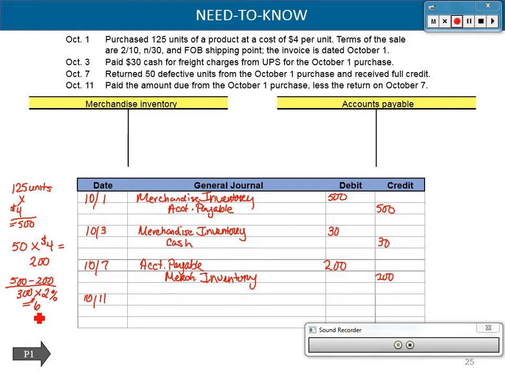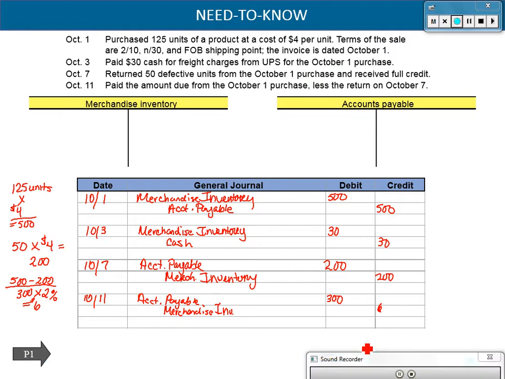Accounts payable is debited for 300. Then we add the merchandise inventory credit for the discount of $6. And then what's the last account? Cash, for 294.